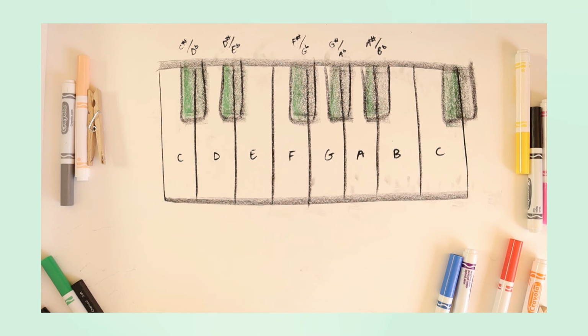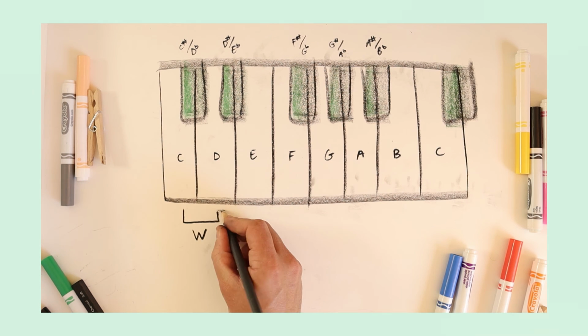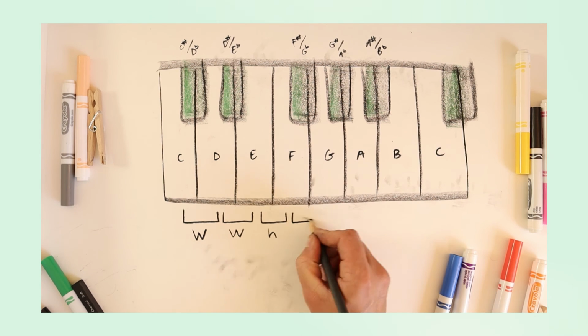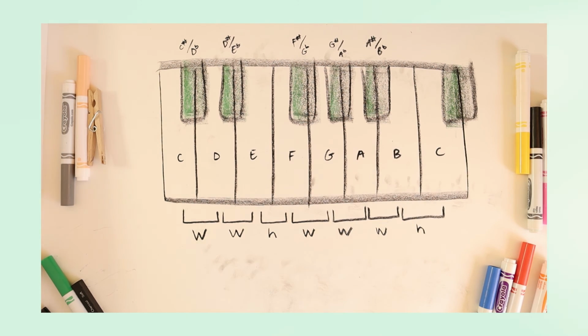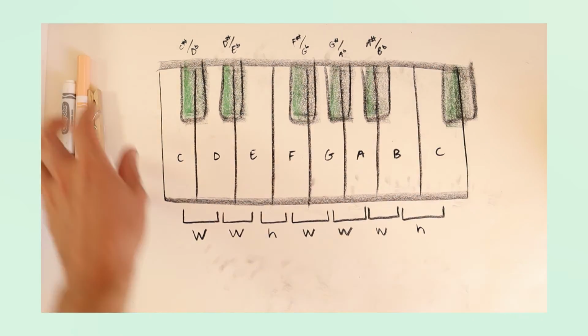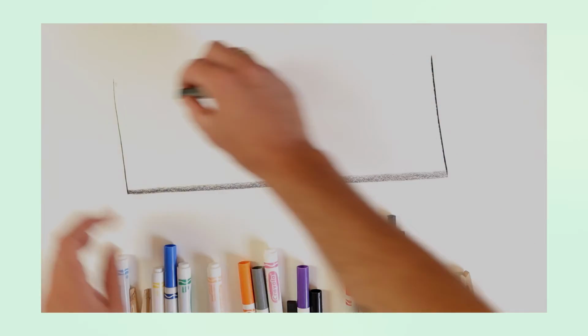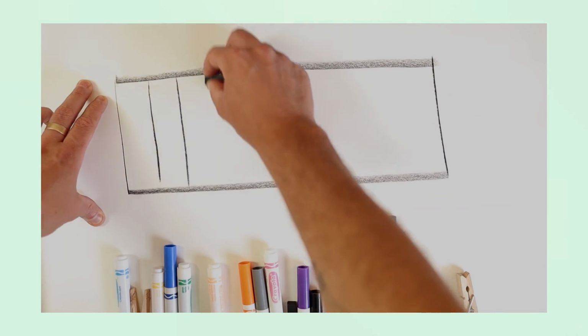So we can start on any note on the piano, and to make a major scale, we follow the major scale formula. Whole, whole, half, whole, whole, whole, half. And if we follow that series of steps, we get a major scale. But if we change those steps, we get a different scale. So today, we're going to talk about a different sequence of steps.